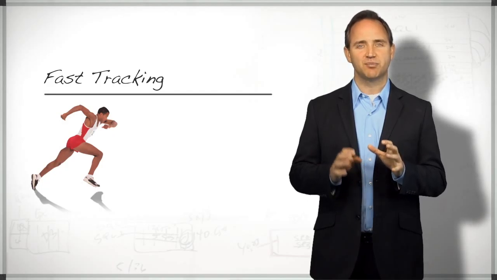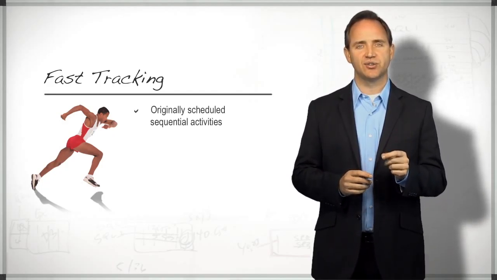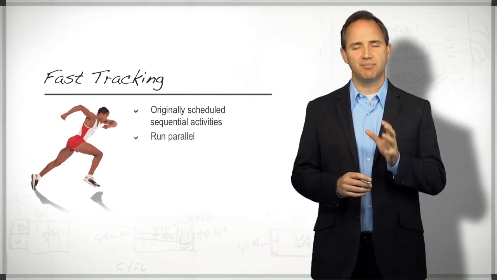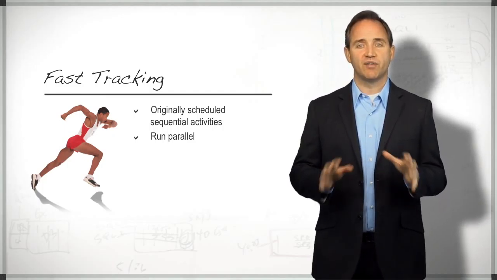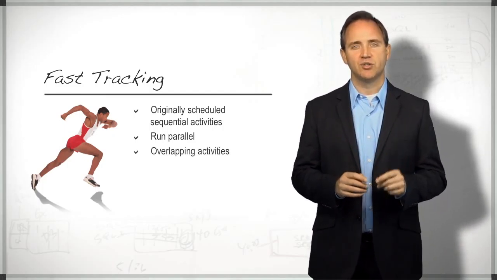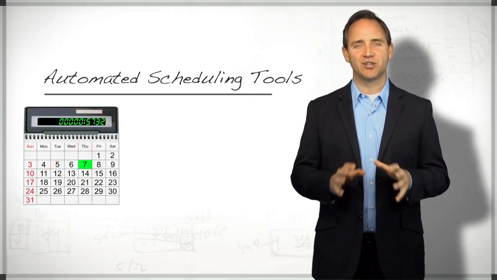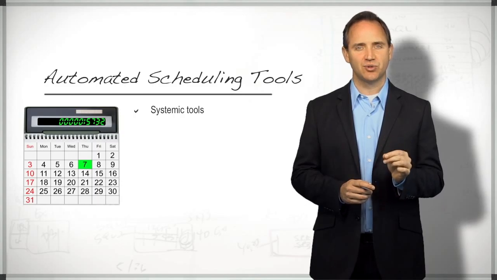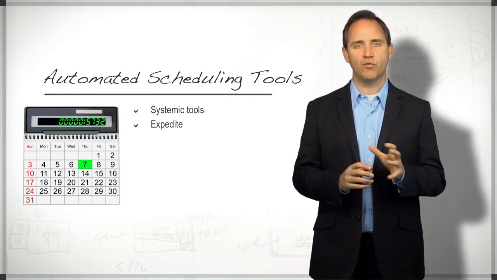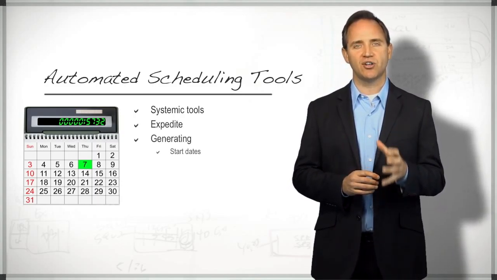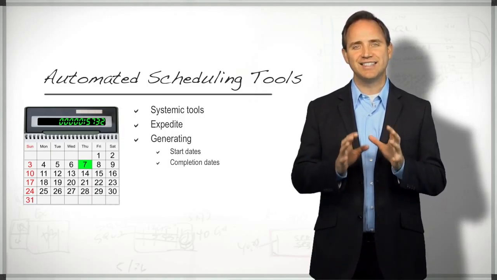Fast tracking permits project activities that are originally scheduled in sequence to be run in parallel. Fast tracking works well if activities can be overlapped to assure the overall project duration. Automated scheduling tools are systemic tools that serve to expedite the overall process by generating start and completion dates based upon data provided.